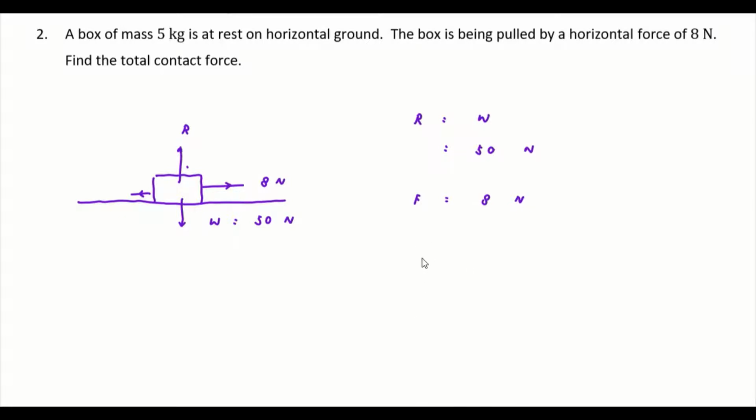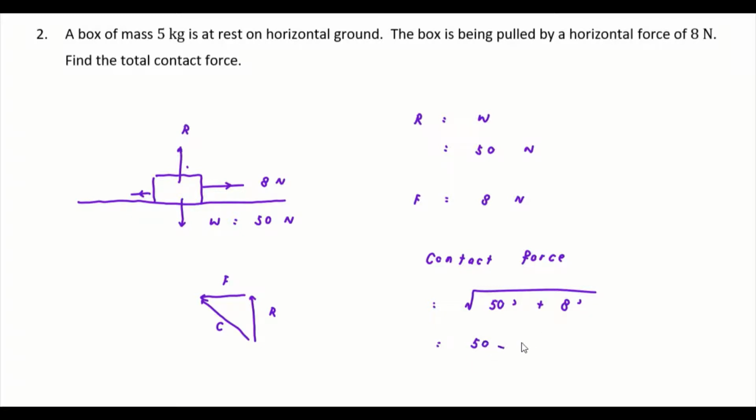So for us to calculate the contact force, it will be just the same as how we find the resultant force. We have this as our R, then after that, this is our friction, so our total contact force will be over here. So how do we get this? It's just Pythagoras theorem. The contact force is equal to the square root of 50 squared plus 8 squared, and that gives us the answer of 50.6 Newton in SF. I think this is pretty easy.